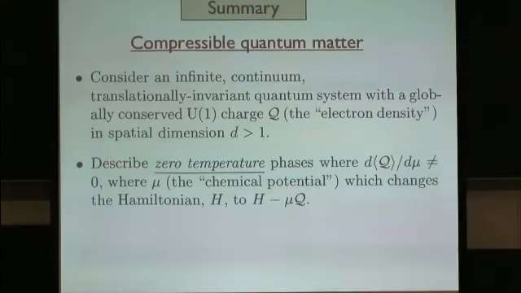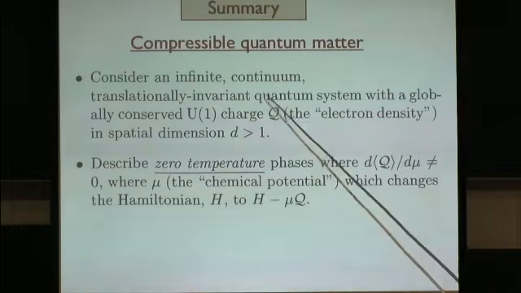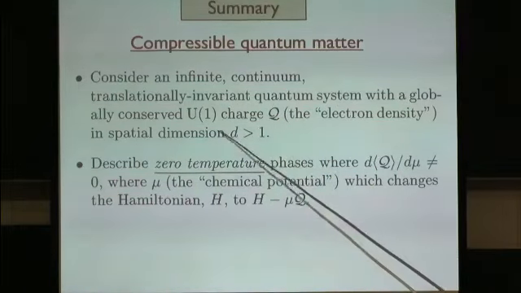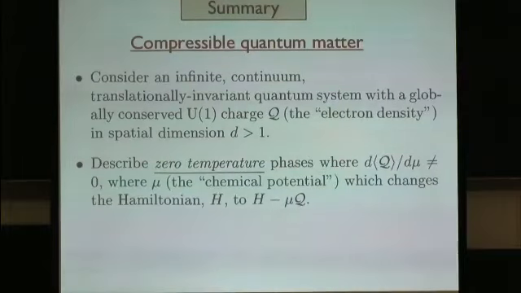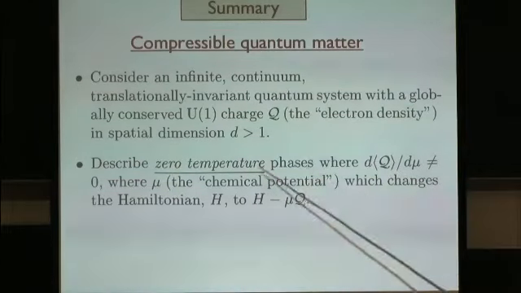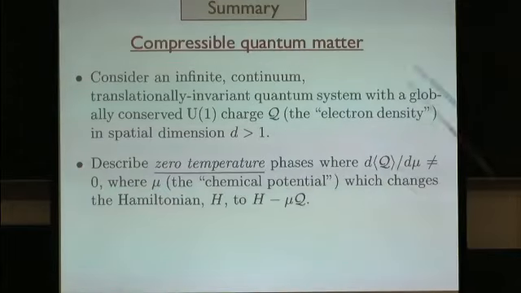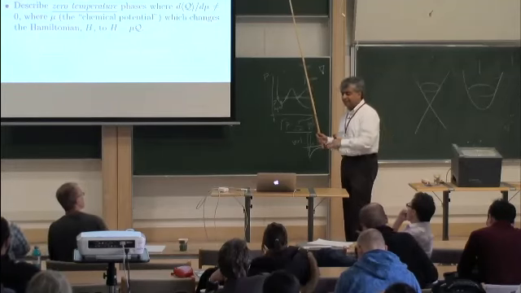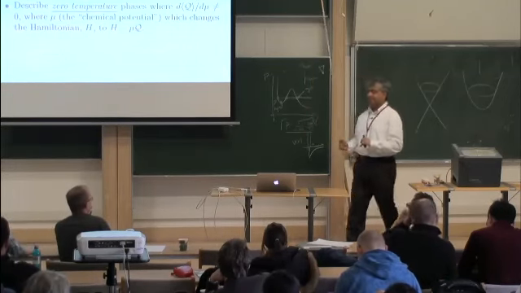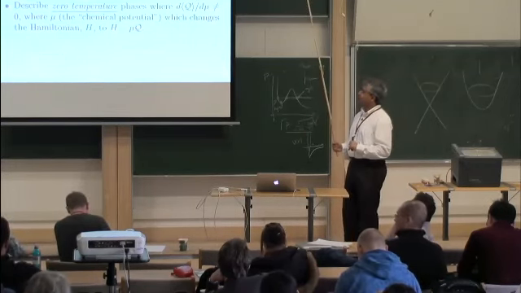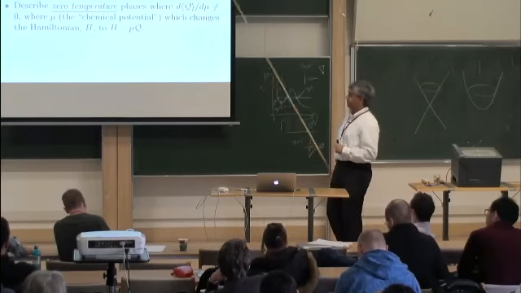Okay, so then, summary. This is the problem I'm talking about. More generally, you take any infinite continuum translation invariant quantum system with a globally conserved U(1) charge Q, and for now spatial dimension d greater than 1, and I want to classify and understand something about zero temperature phases with dQ/dmu not equal to 0. We attack this problem by two routes. One is the field theory route, and I talked about in two dimensions how you get this very unusual non-Fermi liquid state with z equals 3/2, and entropy going as T to the 1 over z.